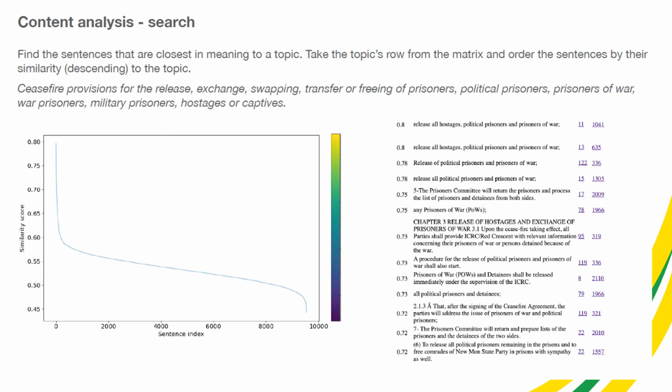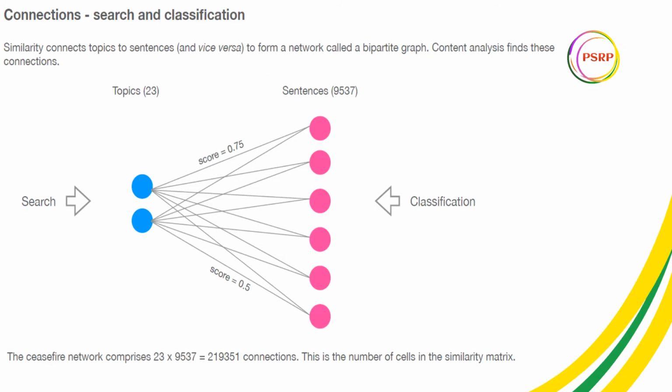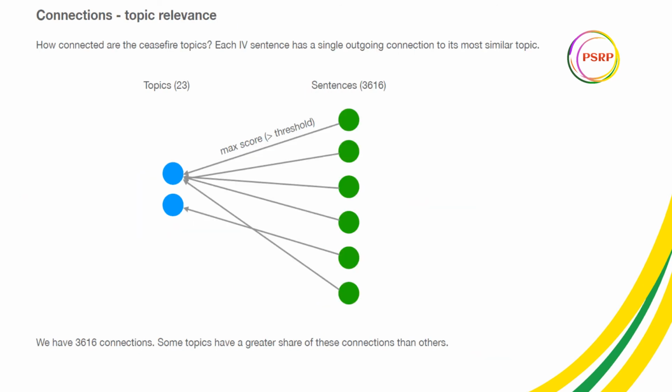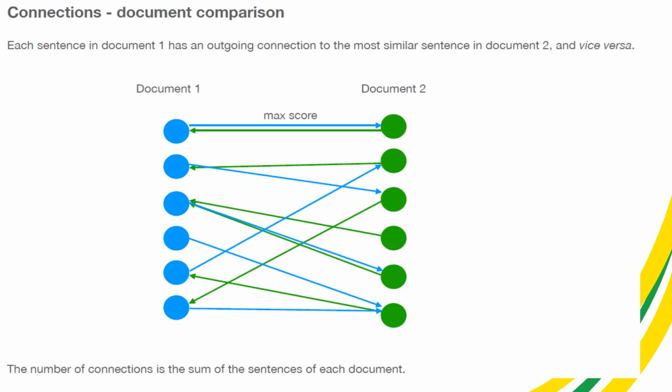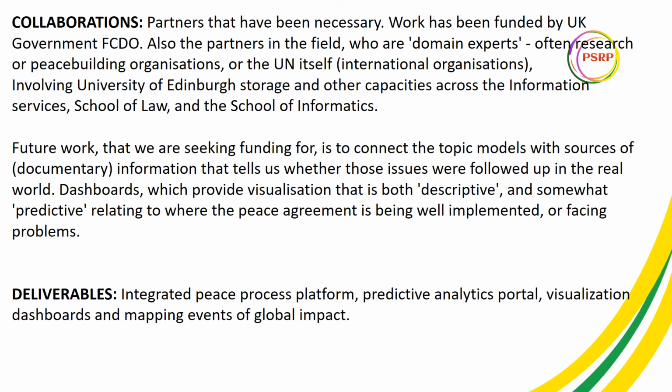To give a snapshot of each of these features, you see here the sentence finding, where the closest approach meaning of a topic is given. Next up, we have the search and classification according to the data that is fed, and the trained algorithms can be seen here, where the ceasefire network is connected with so many connectors as well as the number of cells in the matrix. We also have the topic relevance detector. Here we see the documents comparison, where each sentence in the document has an outgoing connection to the most similar sentence. With collaborations, we have had very nice partnerships with government as well as private sectors.